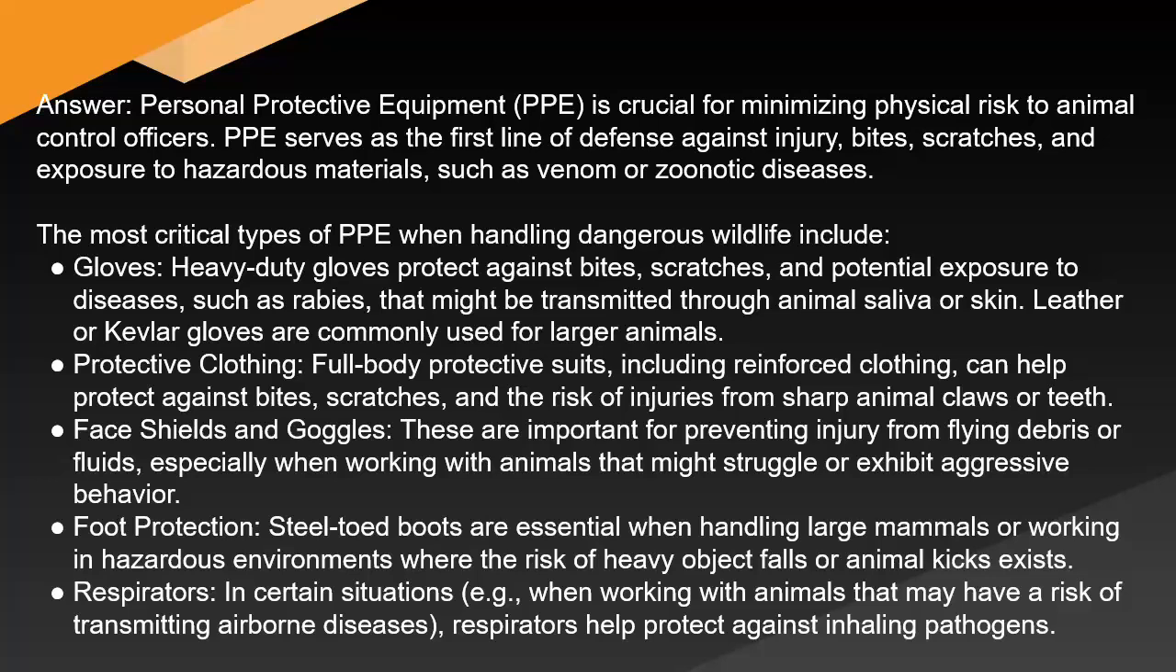Face shields and goggles. These are important for preventing injury from flying debris or fluids, especially when working with animals that might struggle or exhibit aggressive behavior. Foot protection. Steel-toed boots are essential when handling large mammals or working in hazardous environments where the risk of heavy object falls or animal kicks exists. Respirators. In certain situations, e.g. when working with animals that may have a risk of transmitting airborne diseases, respirators help protect against inhaling pathogens.